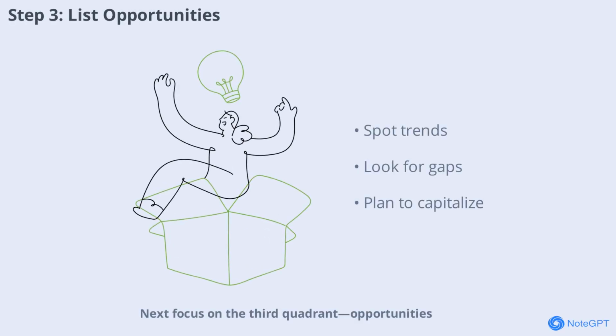Next, focus on the third quadrant, opportunities. Look outside your organization for trends, changes, or gaps in the market that you could take advantage of. Opportunities might come from new technologies, partnerships, or shifts in consumer preferences. By identifying these, you can plan how to make the most of them.